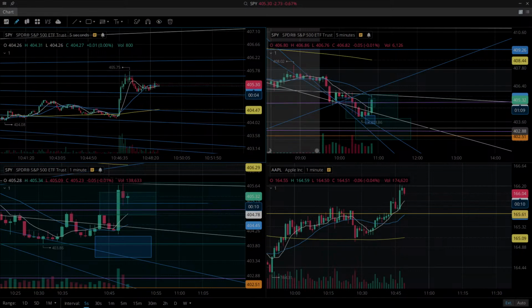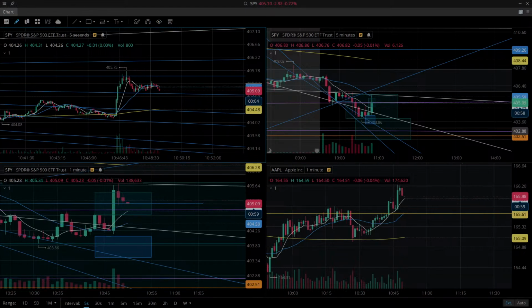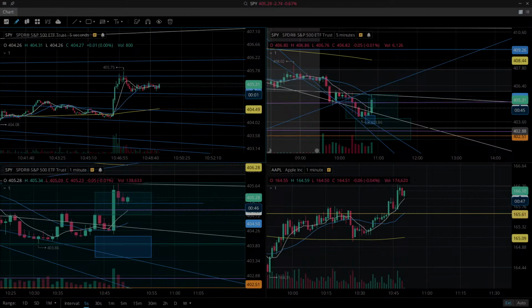Let me see if I can build this fast enough. 4095 target. A break here can run us to 4086. Yep, I can see 4086. I got that marked there as well. And a retrace could take us to 4072 for 50%. 100% would be right back down to 4067.